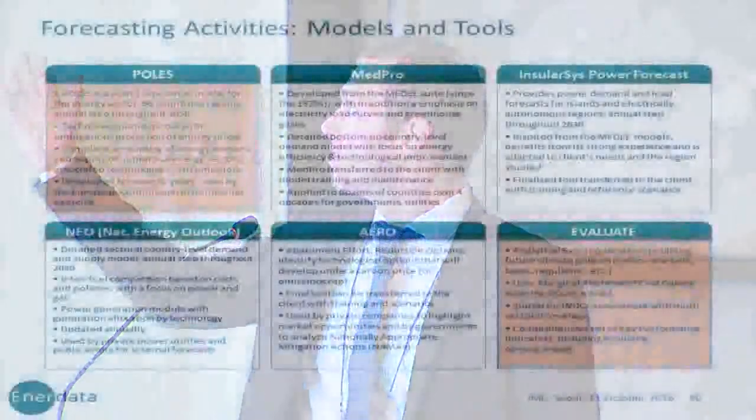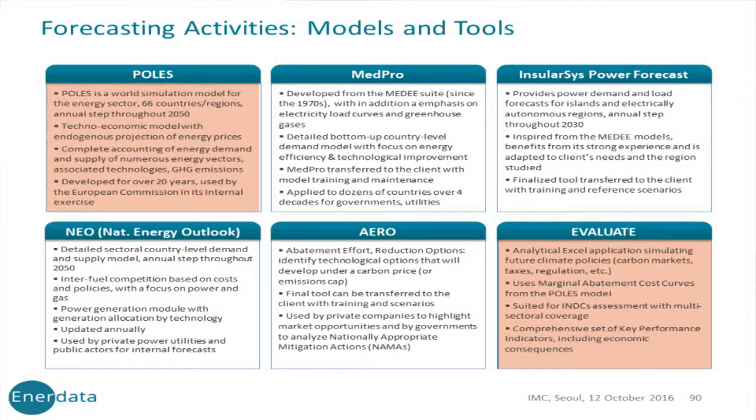From Pulse, we'll extract a marginal abatement cost curve, and it will be used as input in the Evaluate tool. This is a very user-friendly tool that allows you to design different climate policies. And then you end up with very interesting indicators, market prices, reduction per sector, per country, etc.